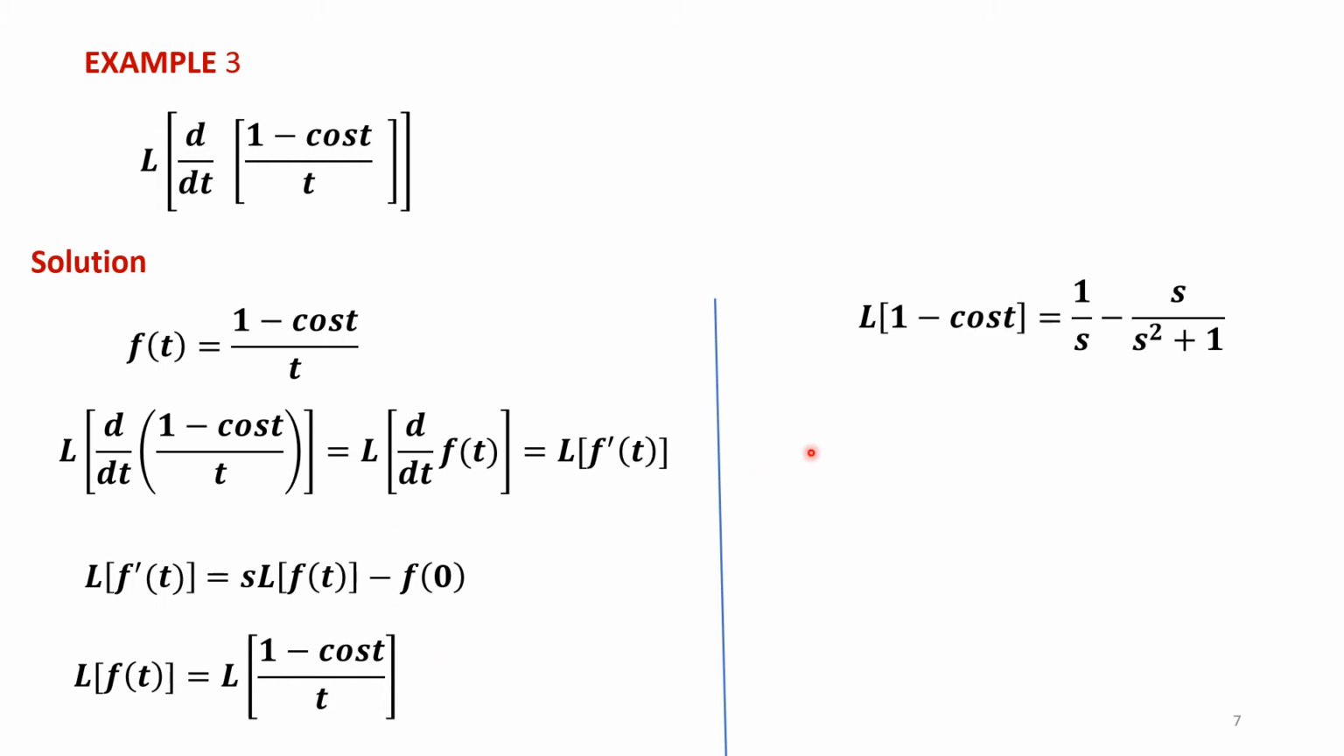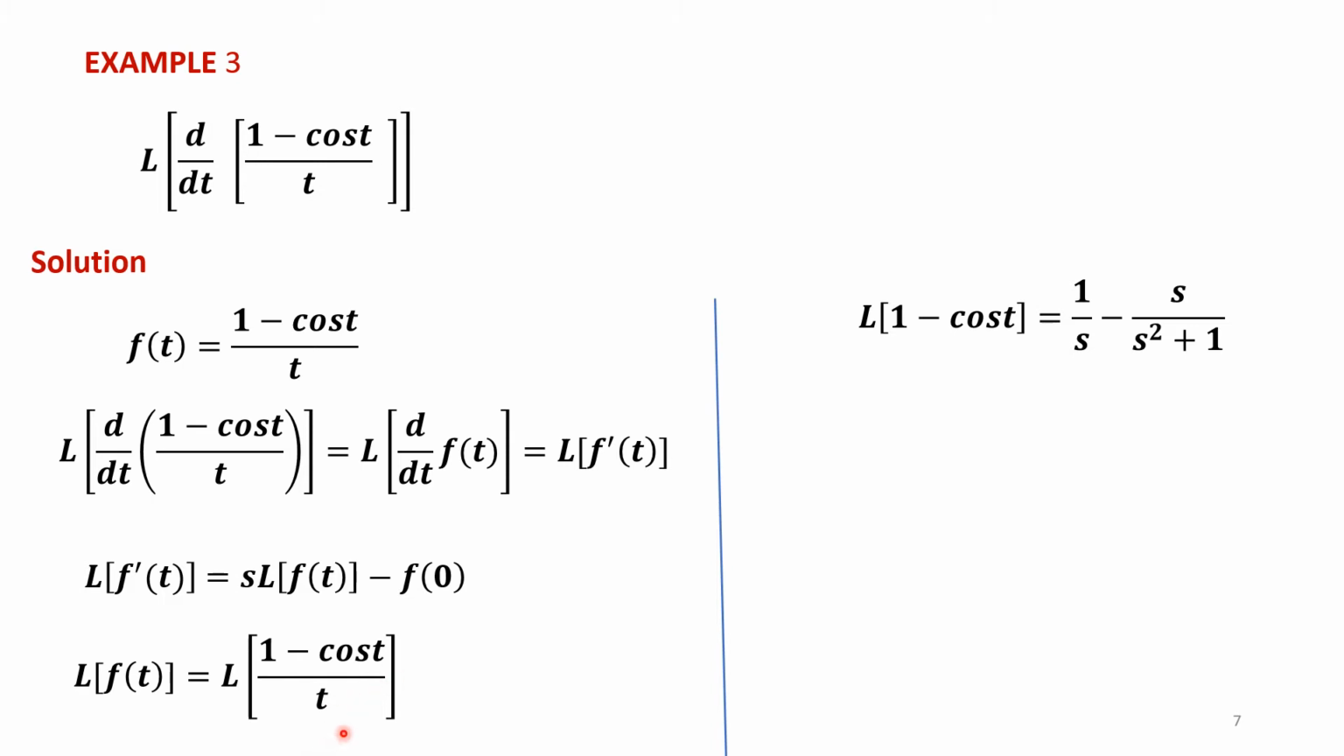Now since we are having a negative sign in between the two functions, L can be taken inside. So we can write L of 1 minus L of cos t. L of 1 is 1 by s. L of cos t is s upon s square plus 1. This is the Laplace transform of the numerator.